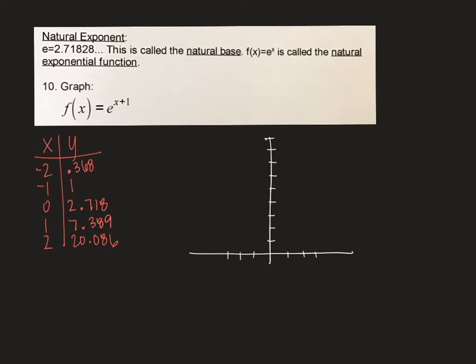So we're just going to plot those points. Negative 2, 0.368; negative 1, 1; 0, 2.718; and 1, 7.389. If you want your graph to go all the way up to 20, you can. I didn't want to make my graph that tall, so I'm just going to stop at 7.389.